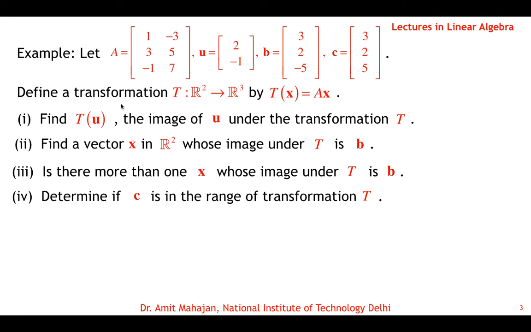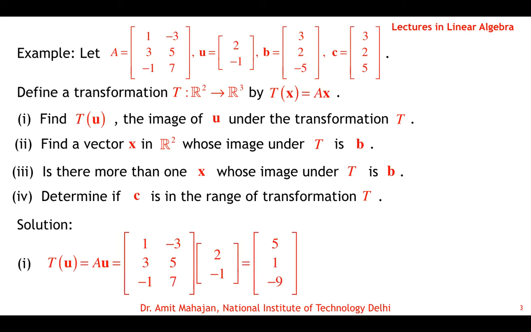Okay, so the first part: find T(u), and T(u) is Au, so we simply need to calculate A times u. A is a matrix, u is a column vector, so we can multiply these two: first row with the column, second row with the column, third row with the column, and we can calculate this vector. Clearly you see that there are three elements and this vector belongs to R3 space.